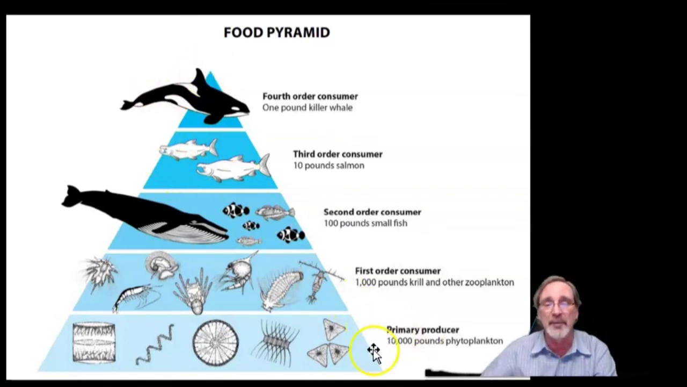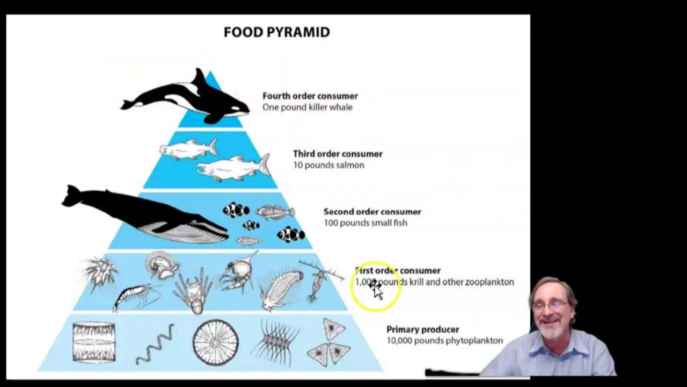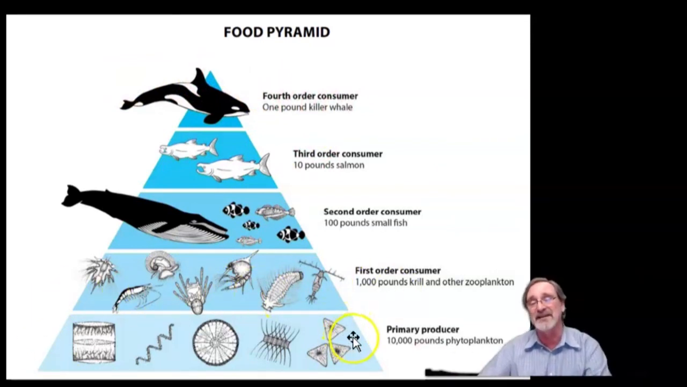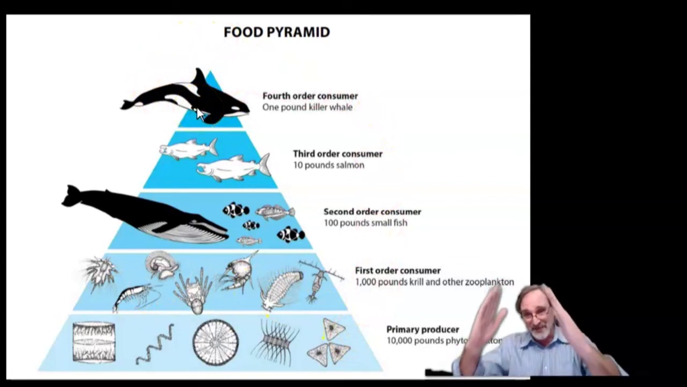So anyway, the point is you have only, for every 10,000 pounds of phytoplankton, you can have 1,000 pounds of fish. For 100 pounds of small fish, you can have 10 pounds of salmon. For every 10 pounds of salmon, 1 pound of killer whale. That means it takes 10,000 pounds of phytoplankton to support 1 pound of killer whale. Okay, that's what this means.